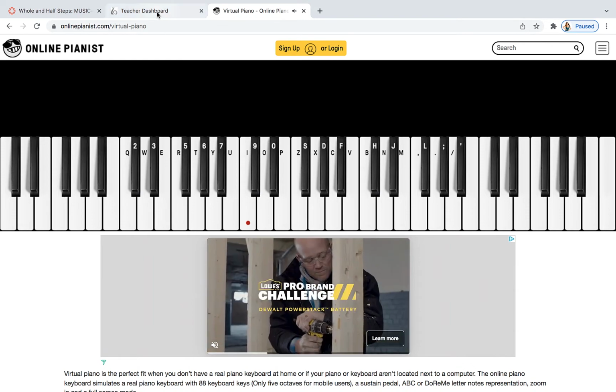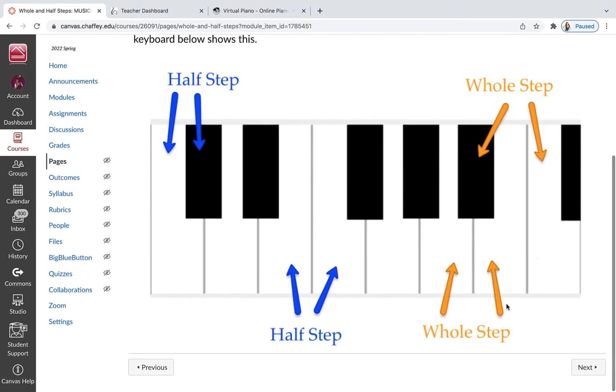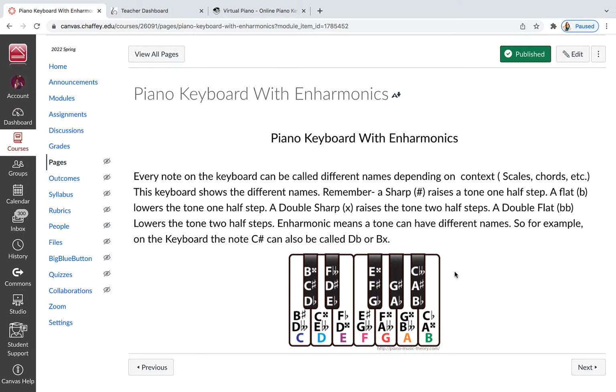Okay, so that is the whole step and the half step that we talked about. And then we talked about the idea that we have our accidentals and the sharps, and this is also on our reading. A sharp will raise the sound of a tone a half step, and the flat, which looks like this, will lower the tone a half step. And the doubles, this little X is a double sharp, so this says raise the tone 2 half steps, and the double flat says lower the tone 2 half steps.